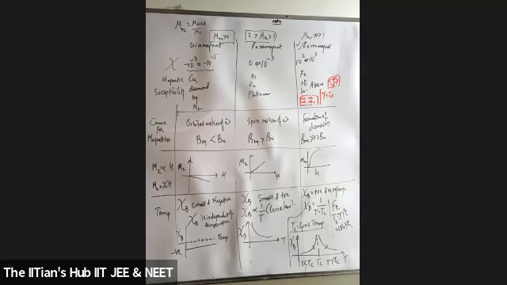And please remember the Curie temperature for iron. The Curie temperature for iron is 770 degrees. It's 770 degrees Celsius or 1043 Kelvin. Celsius to Kelvin, add 273. It's 770 in Celsius.